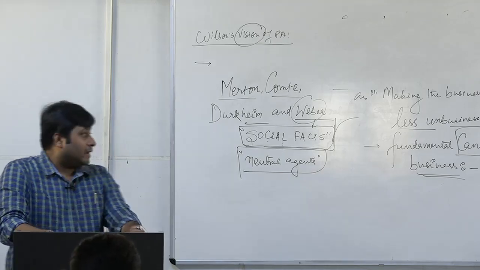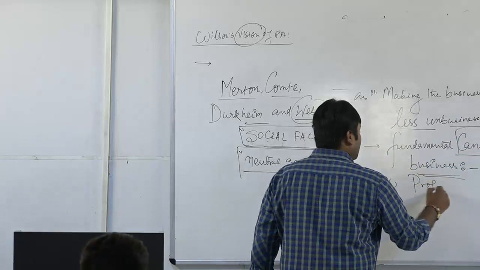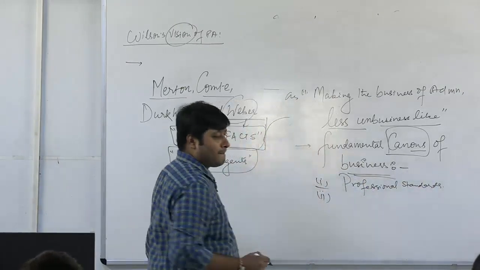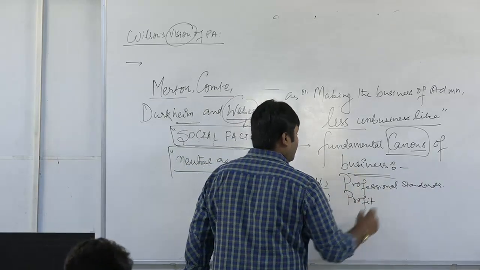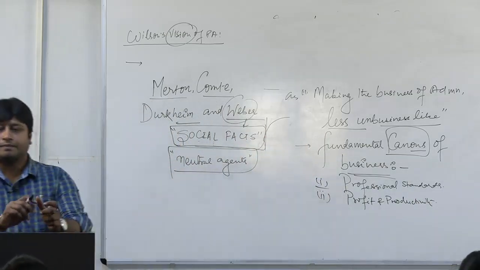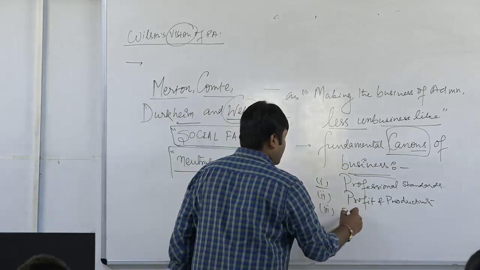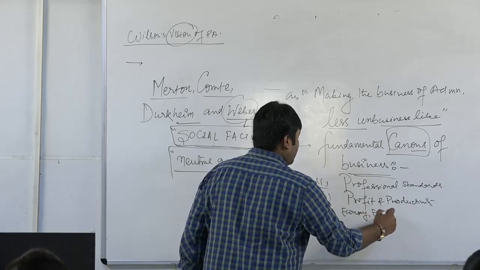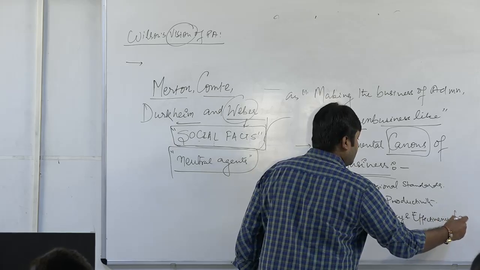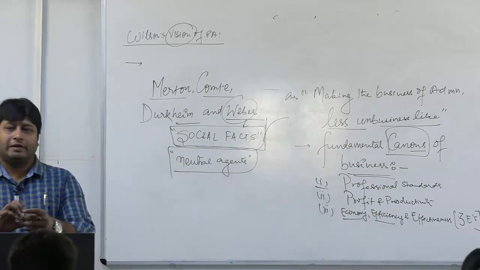Okay, look here. Fundamental canons of business, that is number 1: based on professional standards. Profit and productivity. Economy, efficiency, and effectiveness, the 3 E's.